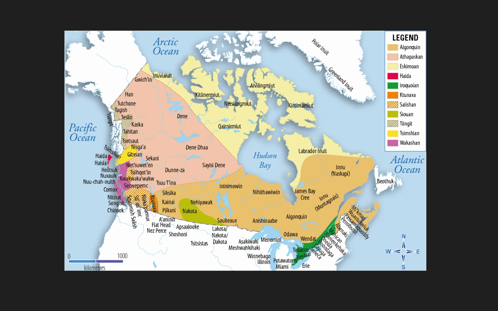Across the Arctic, you see names like Inuvialuit, Aivilingmiut, Netsilingmiut, Kivallirmiut, and Labrador Inuit. This region is labeled broadly as Eskimoan in the legend, though today the term Inuit is preferred in most contexts. What matters here cartographically is this: the Arctic region is massive, continuous, and lightly segmented. Let me zoom in on the Arctic region.